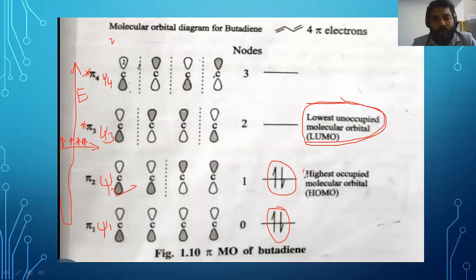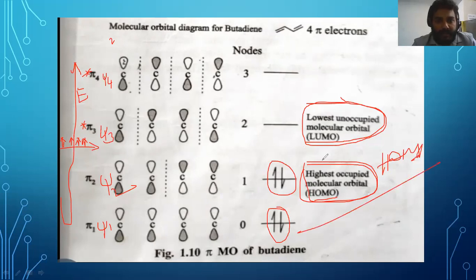Here it is filled. The highest occupied molecular orbital is called HOMO. That is the HOMO. Simply we draw like this. This is the energy level 1, 2, 3, 4.